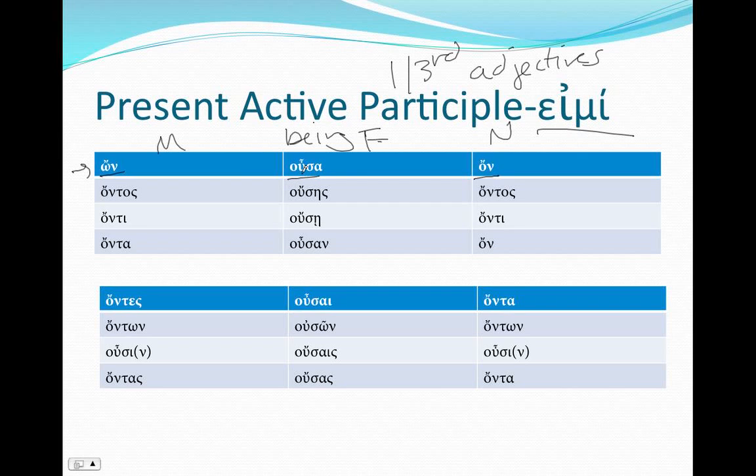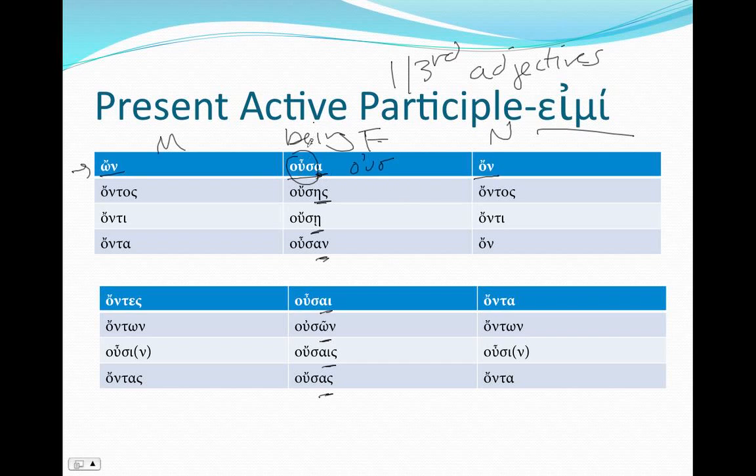Our feminine, ousa, is going to decline like thalassa. So ousa, ousēs, ousē, ousan. And then in the plural, ousai, ousōn, ousais, ousas. These endings you already know. They are first declension endings. Nothing new there. All you need to know is this stem, ous-. Once you've got that, add on those first declension endings, and you're good to go.